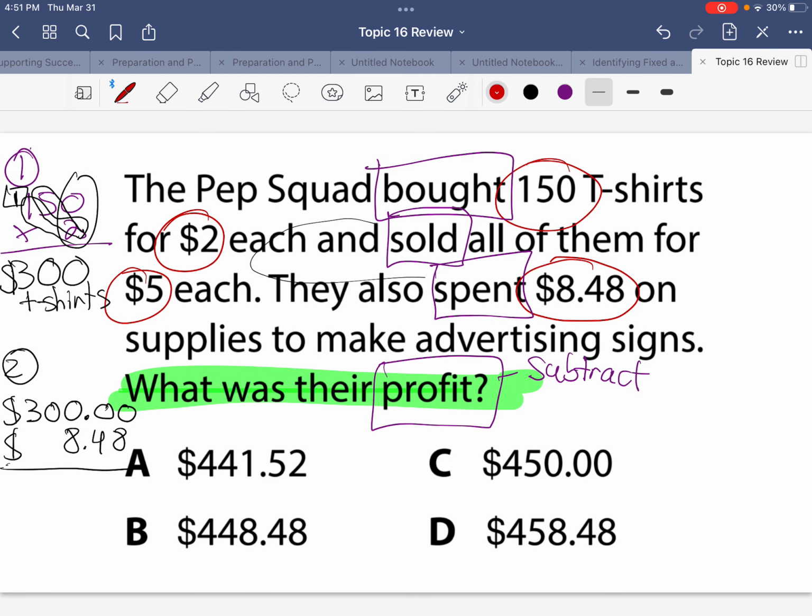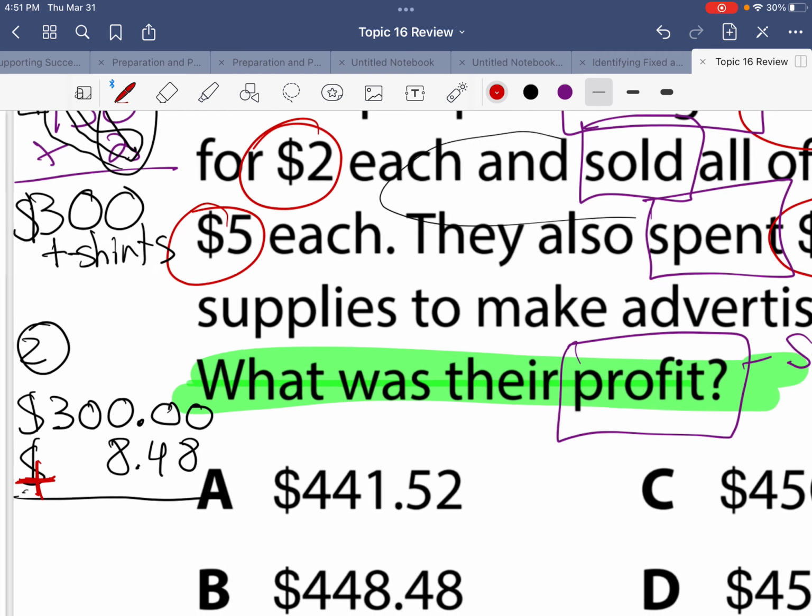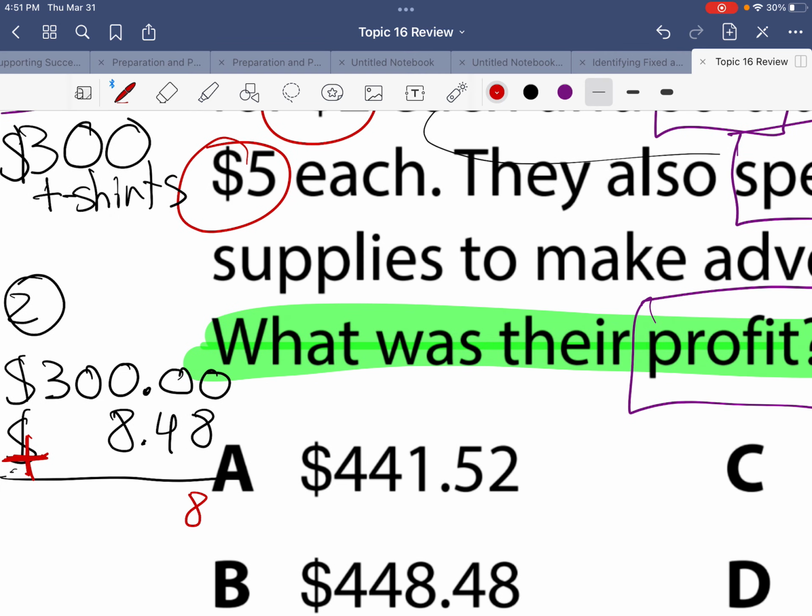And I'm going to add this. Let me put my addition sign right here. Okay, I don't have a lot of room. So when I add 0 plus 8 is 8. 0 plus 4 is 4. Drop my decimal. 0 plus 8 is 8. Drop my 0. Drop my 3.